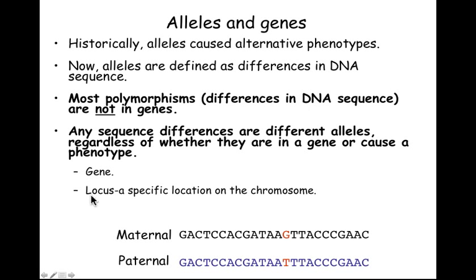One of the other terms we're going to talk about is a locus. A locus is a more general term that just refers to any specific location on a chromosome. It can be in a gene, between genes, in an intron or an exon. So if we have two DNA sequences, these could be the two sequences in one individual. One came from the maternal copy of the chromosome, the other from the paternal copy. As long as there's a sequence difference, these become two different alleles. They might be in a gene, they might not, they might cause a phenotype, they might not. But as long as we can detect this difference and tell this chromosome from this chromosome, these are different alleles.